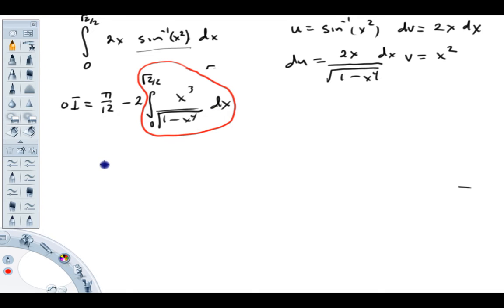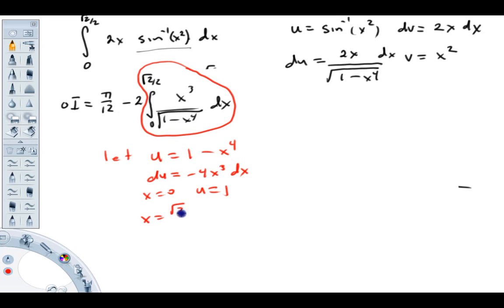So the substitution we're going to want to work this integral is going to be, so I'll go ahead and do this in red. Let u equal 1 minus x to the fourth. Du would then be minus 4x cubed dx. If x is equal to 0, u would equal 1.